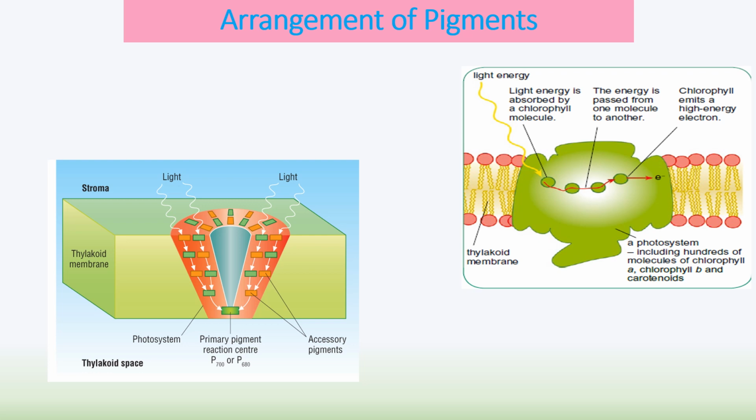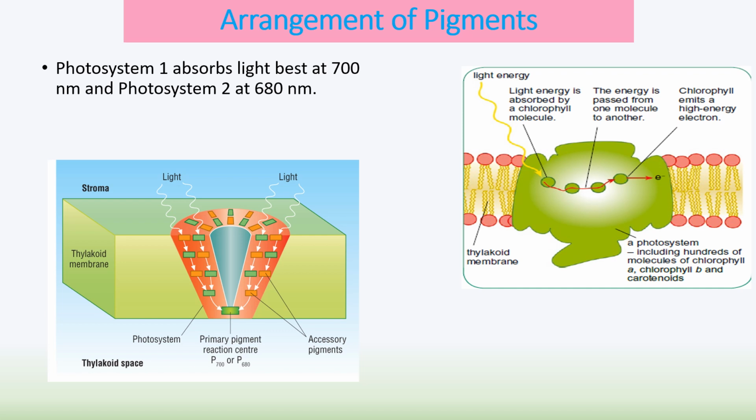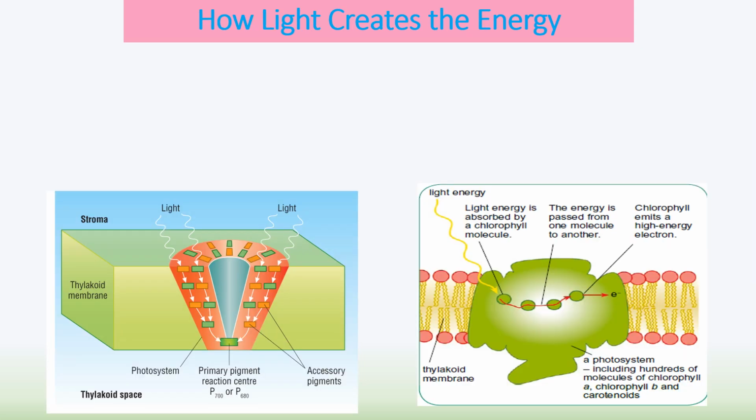So what we're saying is all these different pigments are attached to a protein here. They capture the light from the sun, and the energy or the electrons that they have are energized and get passed from pigment to pigment down to this primary pigment center in the center. Photosystem 1 absorbs light best at 700, and the second photosystem 680.